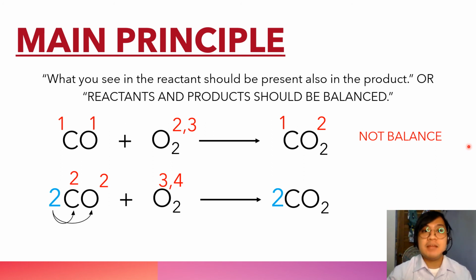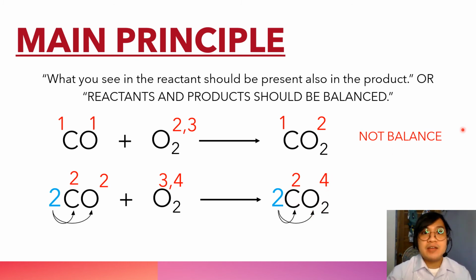Distribution method in mathematics, you have 2 times 1 because only one carbon is present. Therefore, that is 2. And of course, 2 times 2, which is present in oxygen, is equal to 4. So we now have 2 carbon for product and 4 oxygen for product.